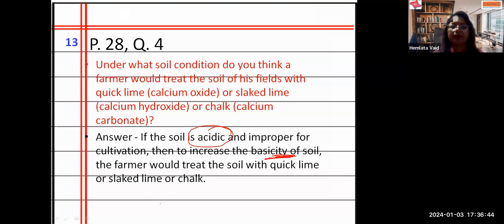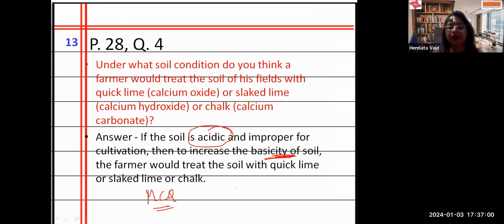You can have a multiple choice question based on this concept. The question can be like: which of the following substances is preferred to add in the soil when the soil is acidic.